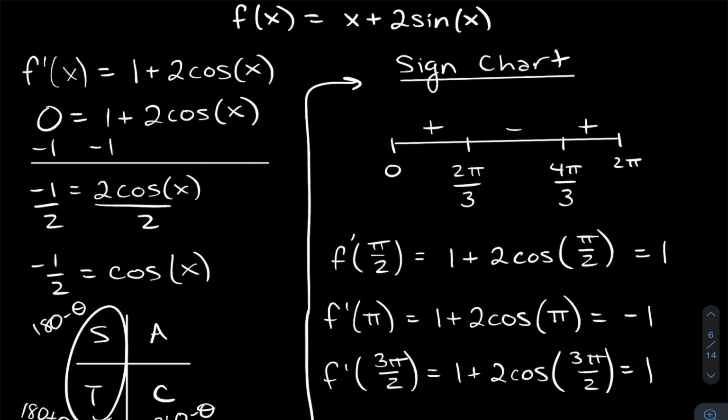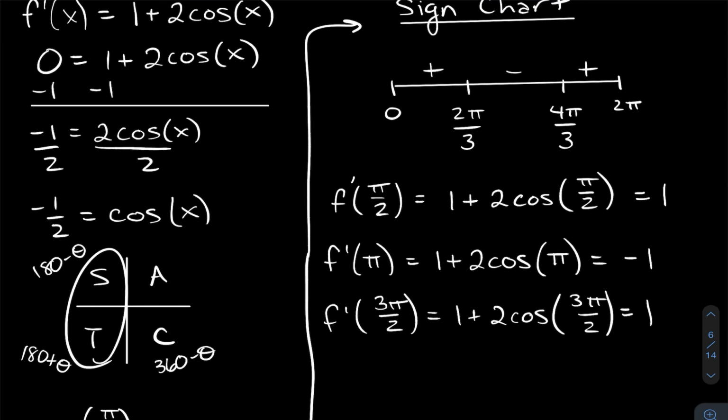All right, so we know where it's increasing and decreasing now, right? It's increasing here and here, it's decreasing here. And so now we know whether there is a max or min. Since it's increasing here and decreasing here, there's going to be a maximum here. It's decreasing here, increasing here, that's going to be a minimum. And so we should find those values before we write our answer.